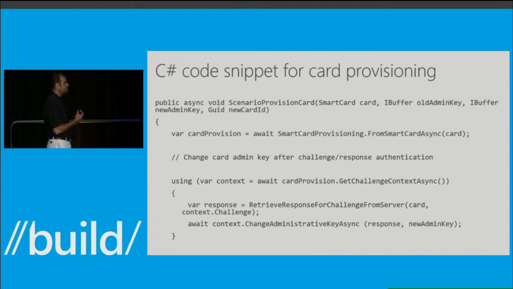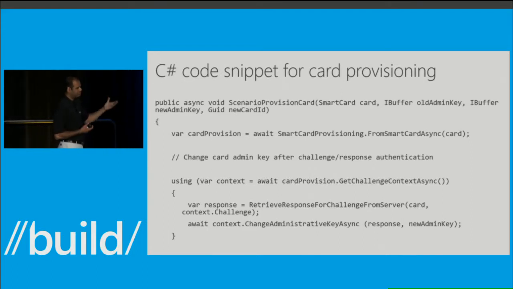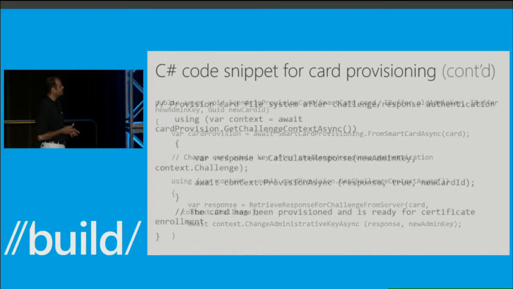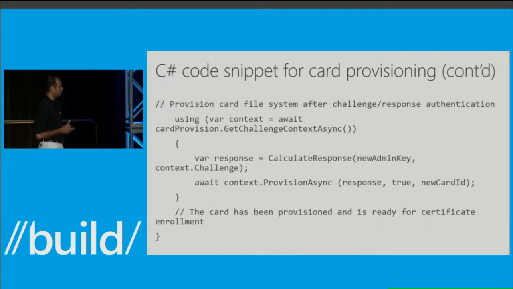Because changing an admin key is an administrative operation, you have to authenticate as admin. So once you have received the right response, you call the change administrative key async API, and you pass the response, which is the encrypted blob of the challenge, and you pass the new admin key. So that's how you change the admin key on a smart card. And this applies to both virtual and physical smart cards. Once you change the admin key, then you can call the APIs to provision or format the card.